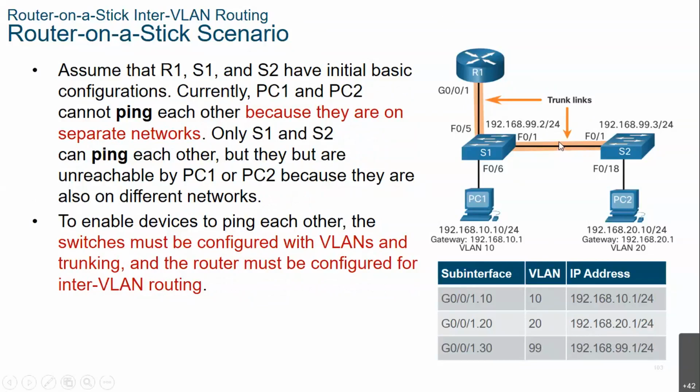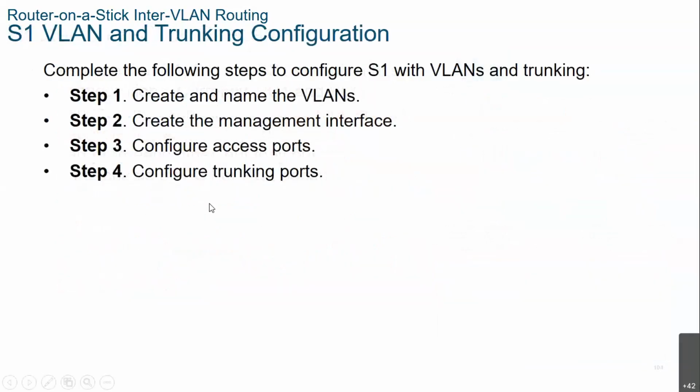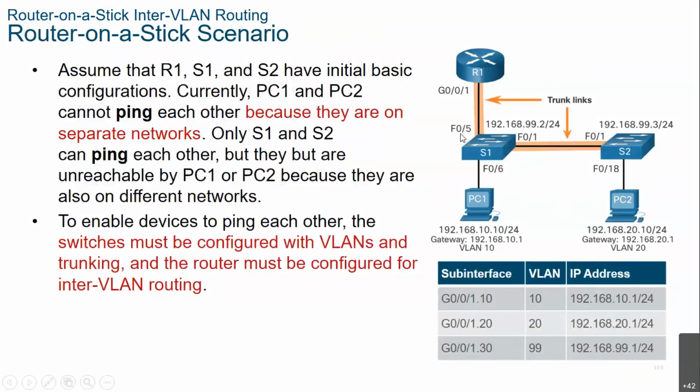Don't forget that. Okay. Now, once you've configured that, you can check it by trying to ping these things, whether or not it can ping. So to enable devices to ping each other, the switches must be configured with VLANs and trunking, and the router must be configured with inter-VLAN routing. So of course, let's try this. This is the topology.